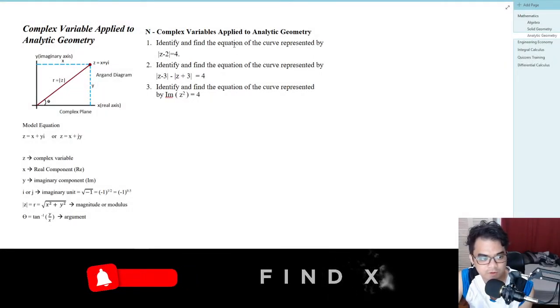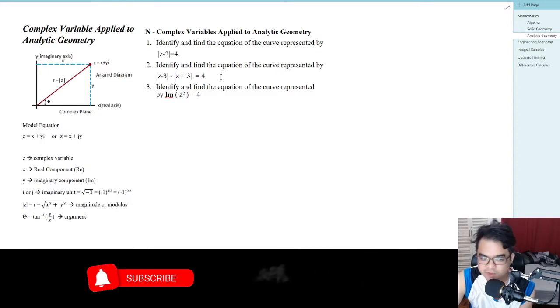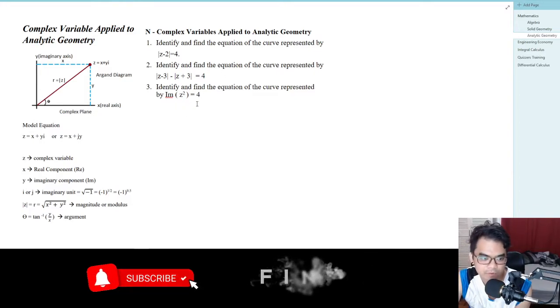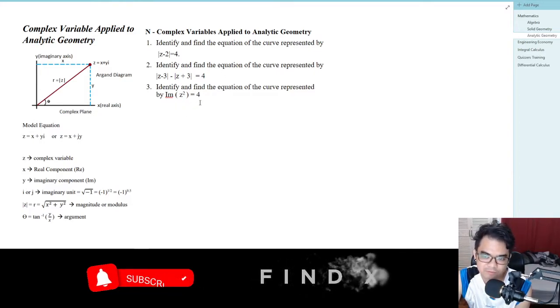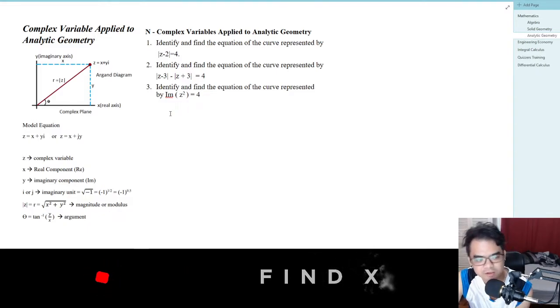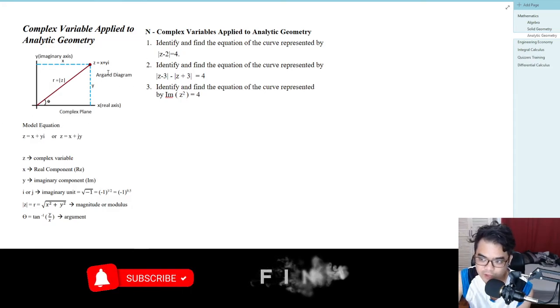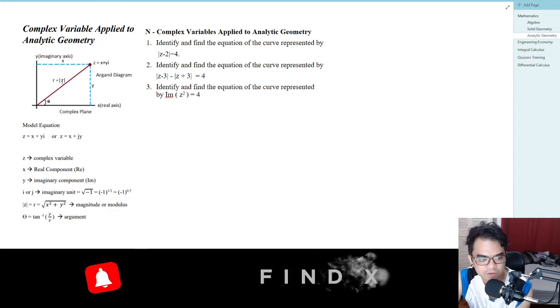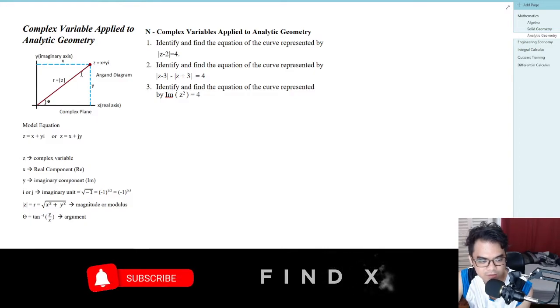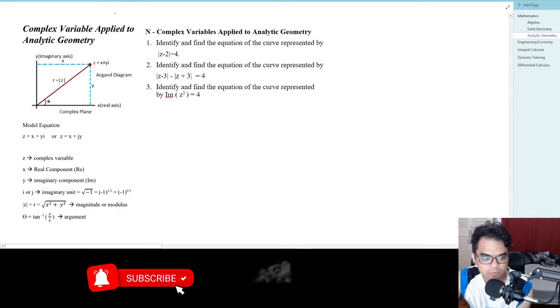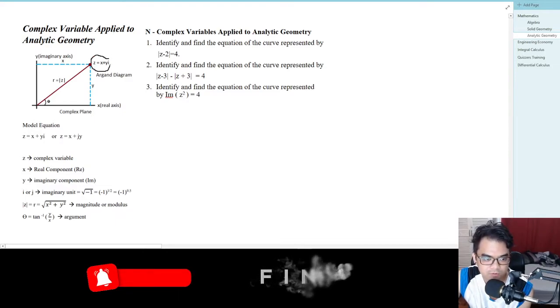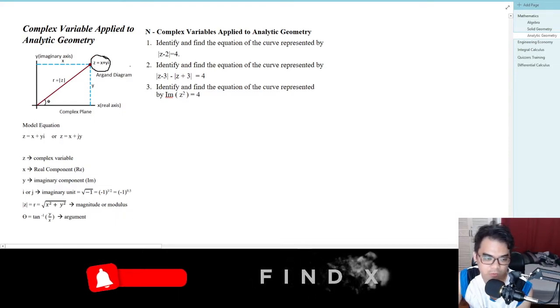Okay, so we have our next topic, which is complex variables applied to analytic geometry. So this is just simply the imaginary number, which can also be denoted by i or sometimes j. Okay, so we have here the plane, which is the complex plane, also called the Argand diagram. So let's say that we have here the point Z that represents x plus yi.